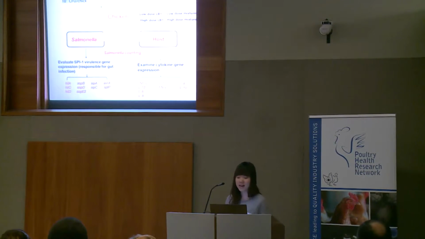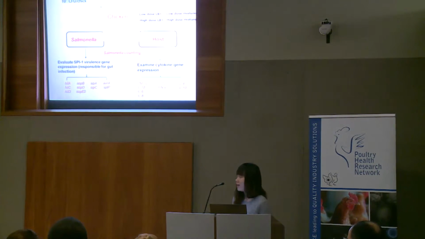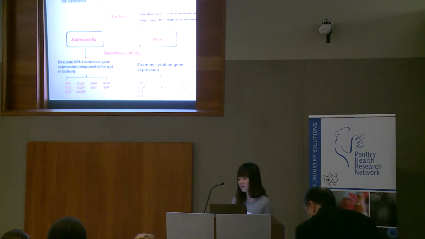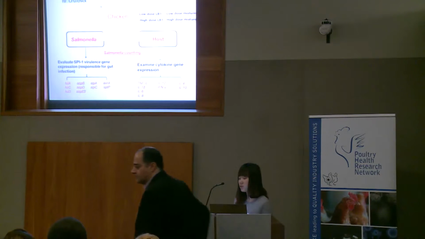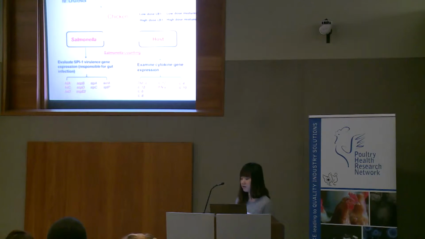This is the experiment design. We used 1-day-old chickens as the animal model, and we used Salmonella to infect the chickens. The concentration is 10^4 colony forming units per chicken. And we used some Lactobacillus treatment. The concentration is 10^6 to 10^7 colony forming units per chicken, and there are 4 treatment groups, that is low dose LB1 and high dose LB1.